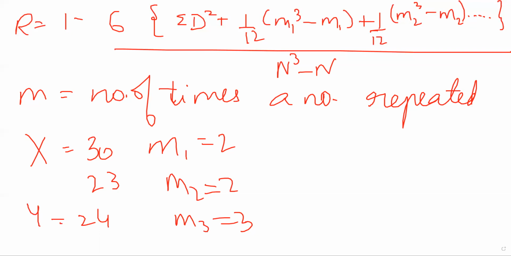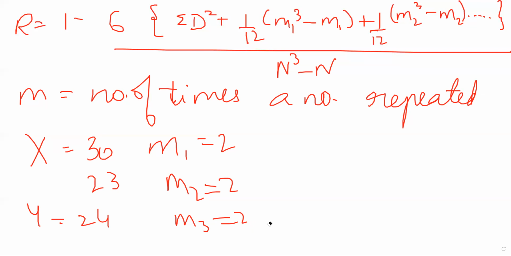Suppose M1 is 30. How many times has it repeated? 2. So M1 is equal to 2. M2, we are talking about 23. 23 has repeated 2 times. So M2 is equal to 2. 24 has repeated 2 times. So M3 is equal to 2. Again, understood? You will be able to find out what is M1, M2, M3 simply by seeing the data itself.